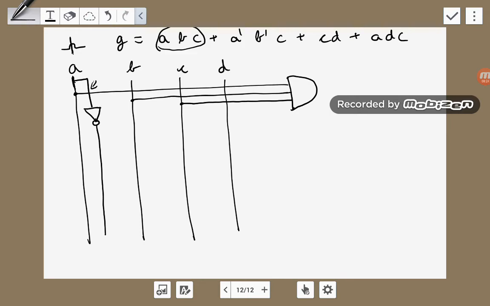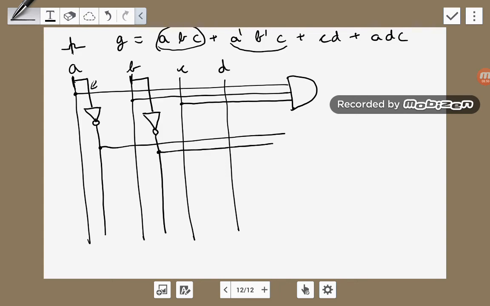Okay, we need an A naught. Do we need a B naught? Yes, we do, so make an inverter for B. Do we need a C naught? No, we don't. Do we need a D naught? No. So moving on, another element is A naught, B naught, C. Taking the wire from A naught, from B naught, and from C, and multiplying them. That gives you A naught, B naught, C.